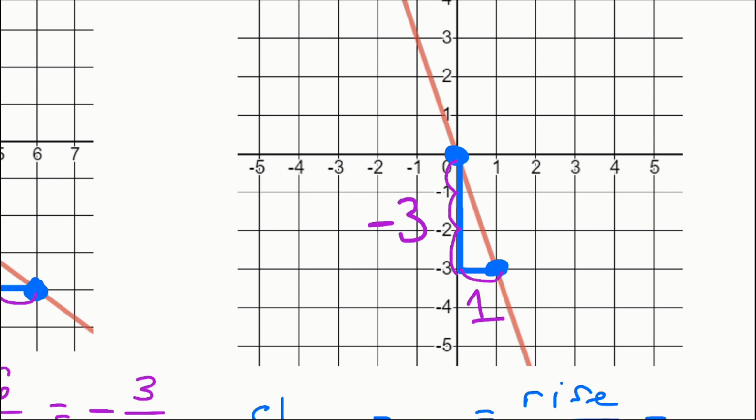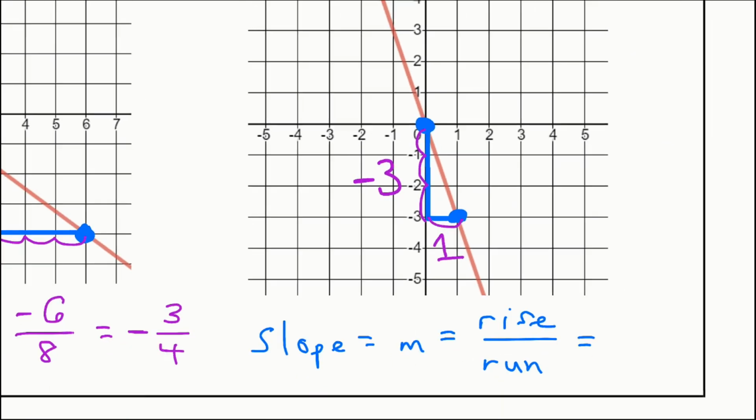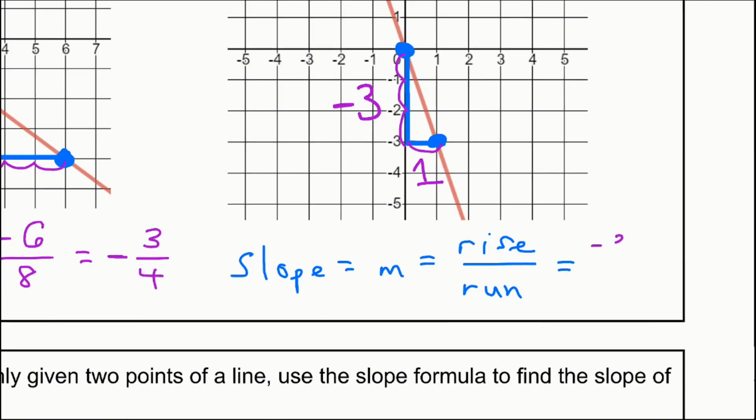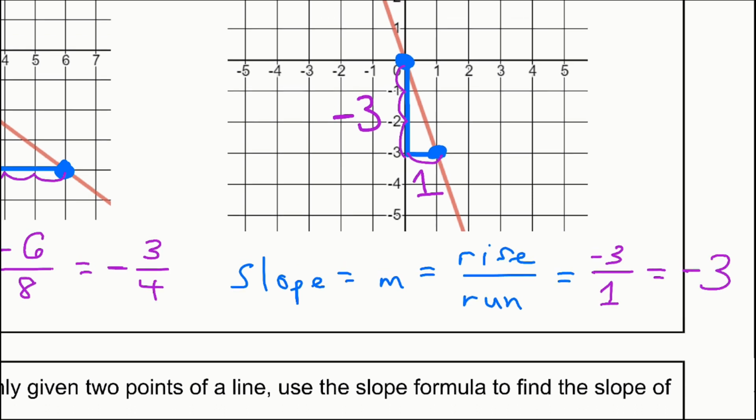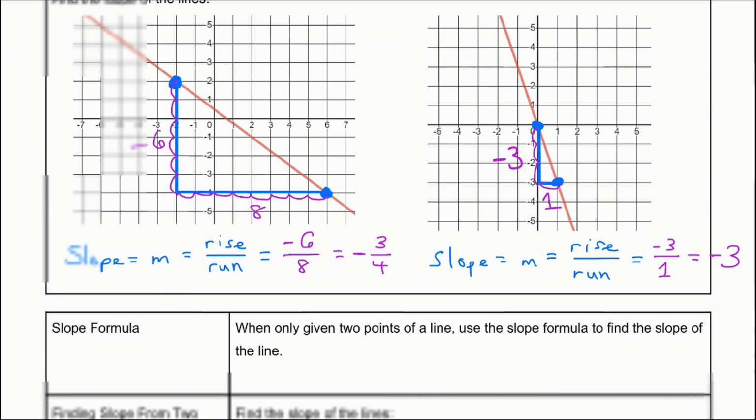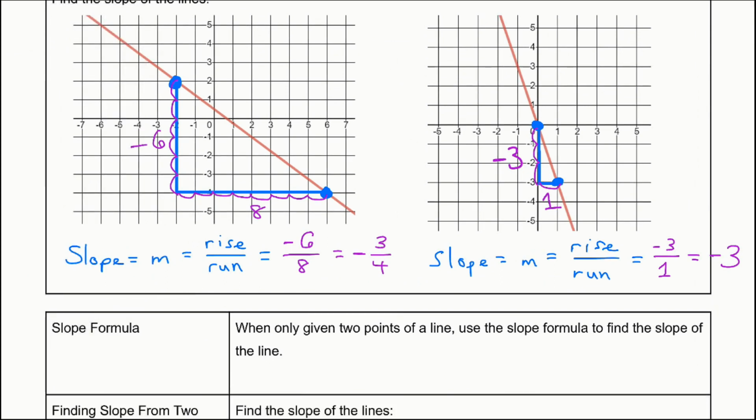Meaning that my slope is -3/1 or -3. Okay. So that's finding slope from a graph, and that's kind of what I want you guys to do today for your assignment.